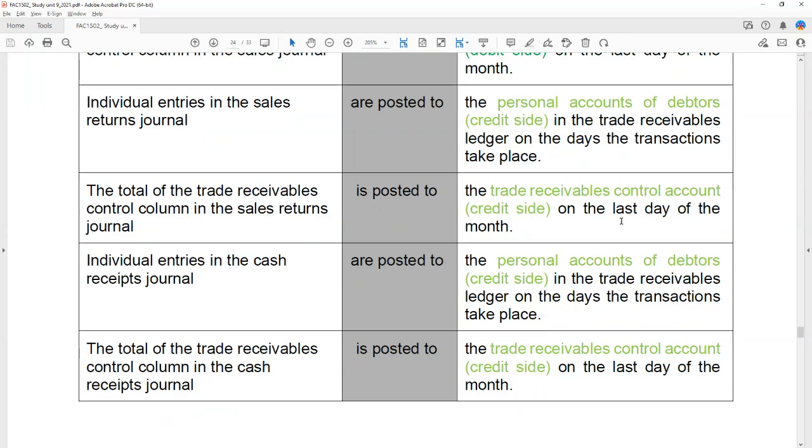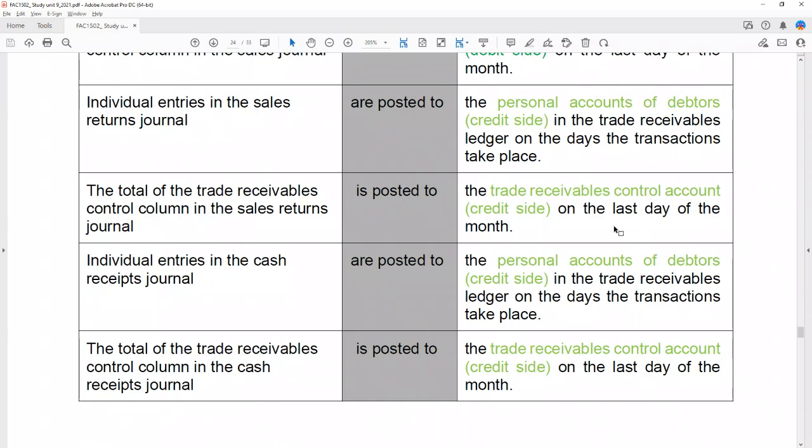You also have your individual entries in the cash receipts journal when they've paid you. Those are posted to the personal accounts of the debtors, the credit side, in the trade receivables ledger on the days the transactions take place. Remember, when they pay you, the balance will also decrease, the same as what happened when they return stuff to you. Both ways, the amount that they owe you must decrease. Either they return the stuff, so they don't have it with them anymore, so they don't owe you that amount.